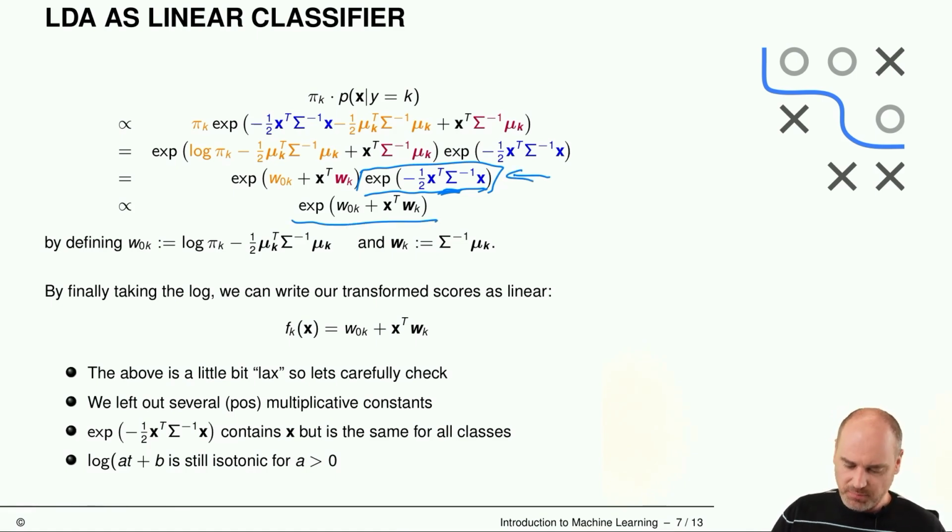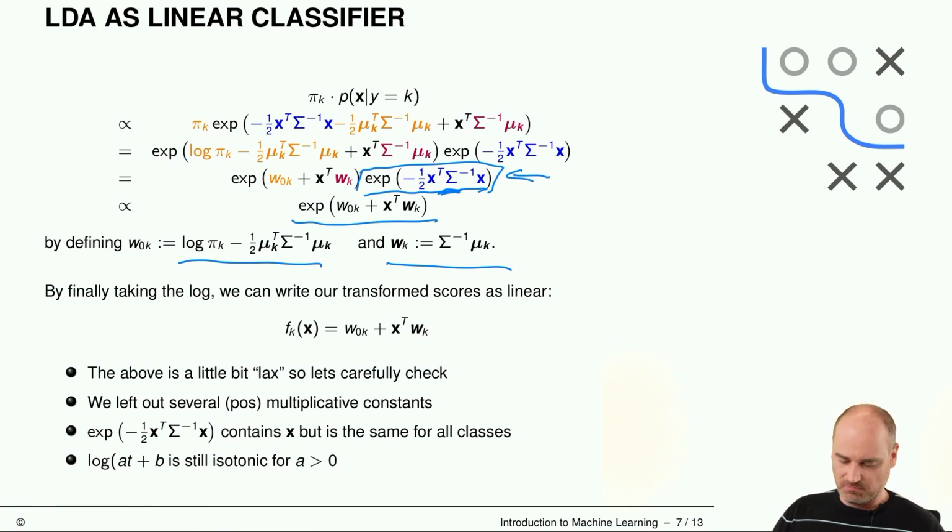So the only thing that remains is this thing here, exp of something linear, and I said up to monotone transformations, if we can write the scoring functions as something linear in X, then we are good. Then it's a linear classifier, and this is exactly what happens here. You can also see here the exact definitions of W0k and WK. I guess that should have been obvious from my previous explanations.